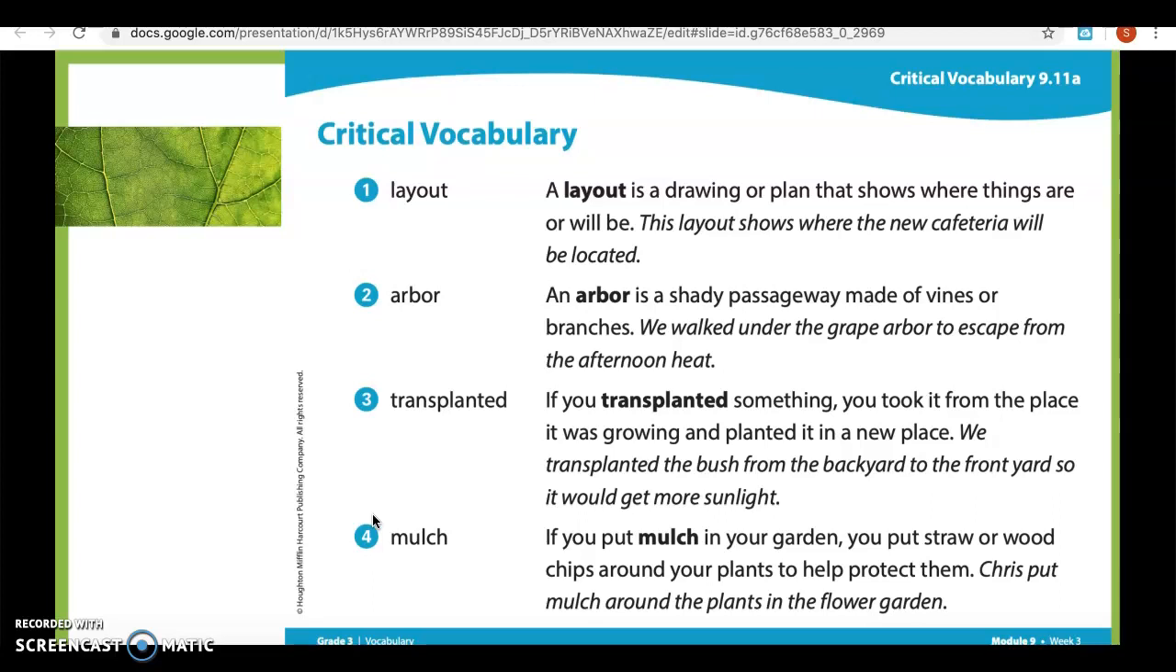Transplanted. If you transplanted something, you took it from the place it was growing and planted it in a new place. We transplanted the bush from the backyard to the front yard so it could get more sunlight. Mulch. If you put mulch in your garden, you put straw or wood chips around your plants to help protect them. Chris put mulch around the plants in the flower garden.